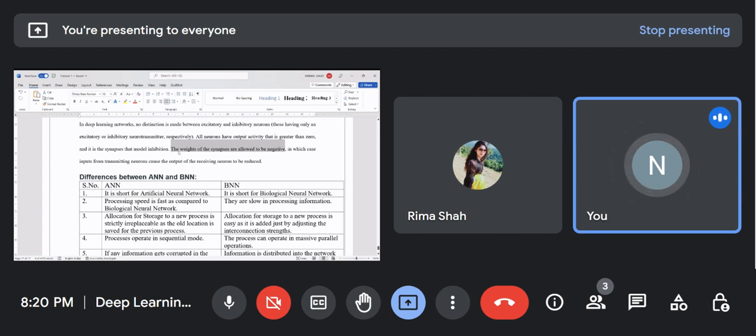Here the weights of the synapse are allowed to be negative. The weight can be negative also. In this case, the inputs from the transmitting neuron cause the output of the receiving neuron to be reduced. So what will happen in case the weights of the synapses are negative? In case the weights are negative, the input from the transmitting neurons causes the output of the receiving neurons to be reversed.